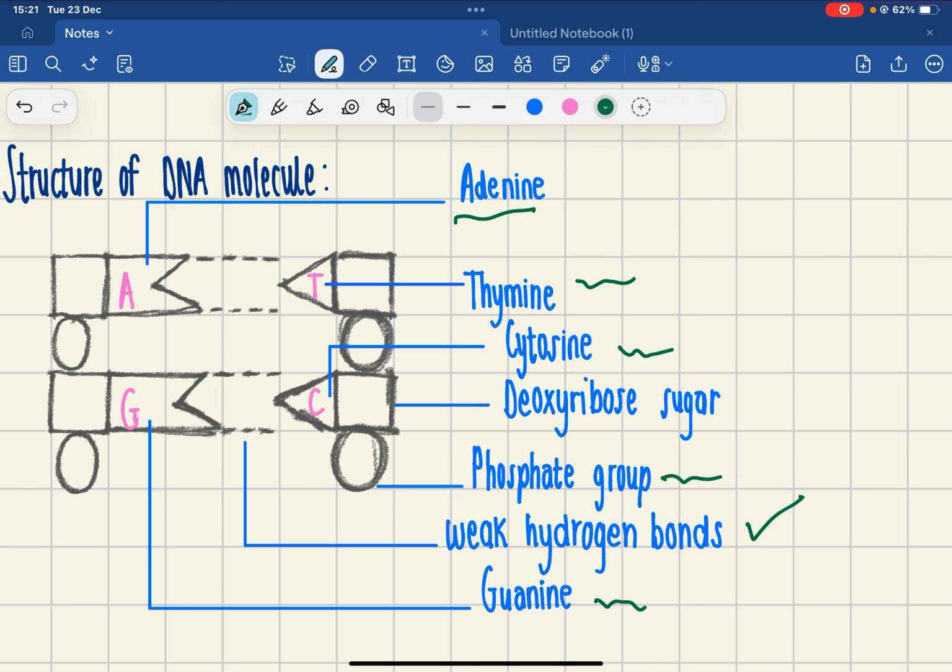And in DNA, we have a specific type of sugar, as well as in RNA, we have a specific type of sugar molecule. In DNA, we have deoxyribose sugar. In RNA, we have ribose sugar. Simple. Deoxyribose nucleic acid, deoxyribose sugar. Ribose nucleic acid, ribose sugar.